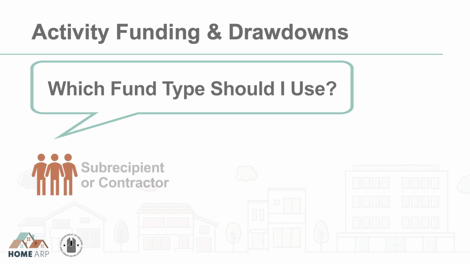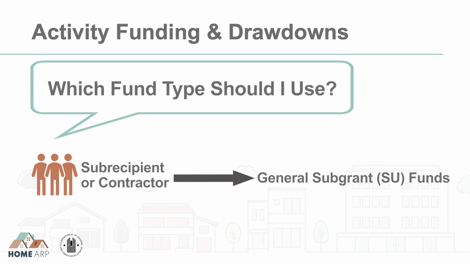If a subrecipient or contractor is administering the supportive services program on the PJ's behalf, the activity must be funded with the SU fund type. The PJ may not fund a supportive services program that is administered by a subrecipient or contractor with EN funds.